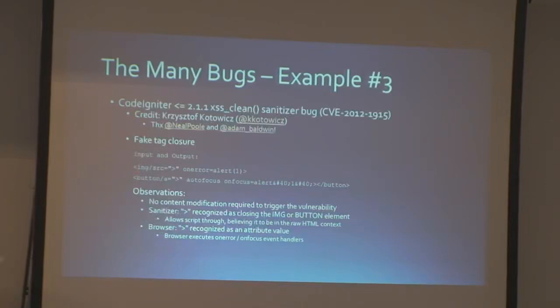So here's another bug. This one was from Christoph, and thank you to Neal Poole and Adam Baldwin for forwarding this one my way on Twitter. I think this also was part of a batch of issues. In this one, you can see there's an attribute here with a greater than symbol in the attribute value. The sanitizer sees that and says, oh, the image tag ends here. Of course, it doesn't, and the onerror event handler executes. It's the same scenario with this button right here. The sanitizer thinks the tag ends, but of course, the browser doesn't, and the onfocus event handler executes script. So that's another case where the sanitizer and the browser have a mismatch. They don't see things the same way. But in this case, there's not any content modification required. It's just a difference in what the sanitizer and the browser saw.